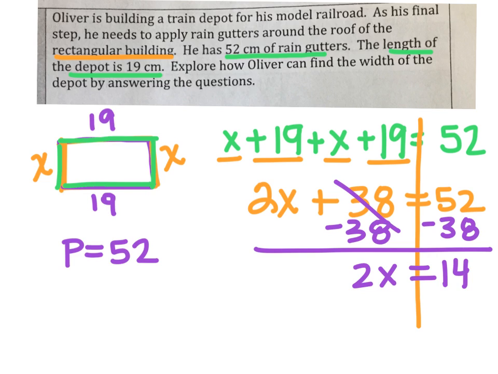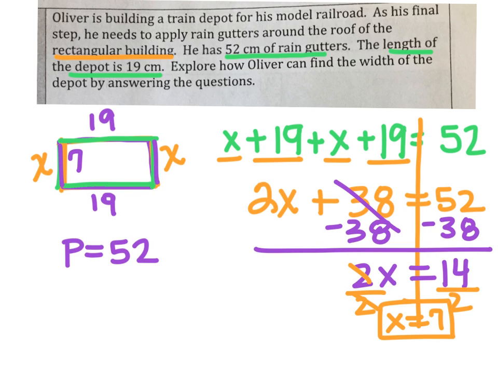No, I don't want 2 x's. I just want to know what 1x equals, so I'm going to divide by 2. Well, 2 divided by 2, that's just 1x, and 14 divided by 2 is 7. So my answer for the width is 7. So this side right here is 7, and so is this side. Those are both 7s. Now, I could do a quick check. I could add all 4 of these up, and it should equal 52 centimeters, which it does.